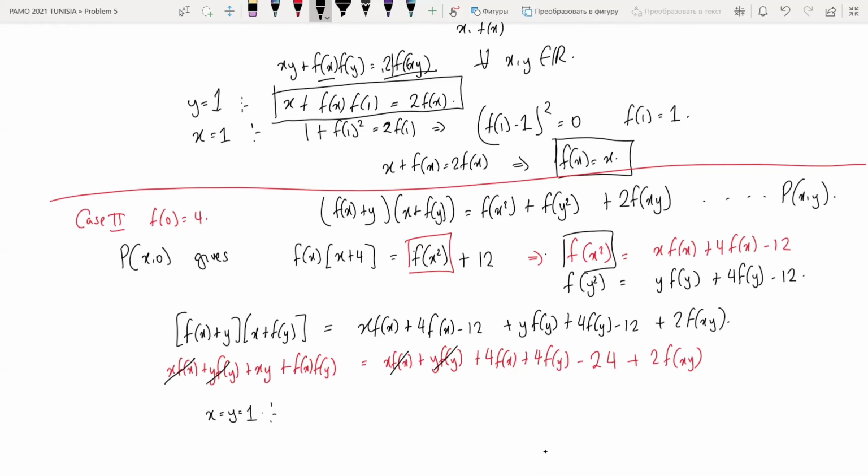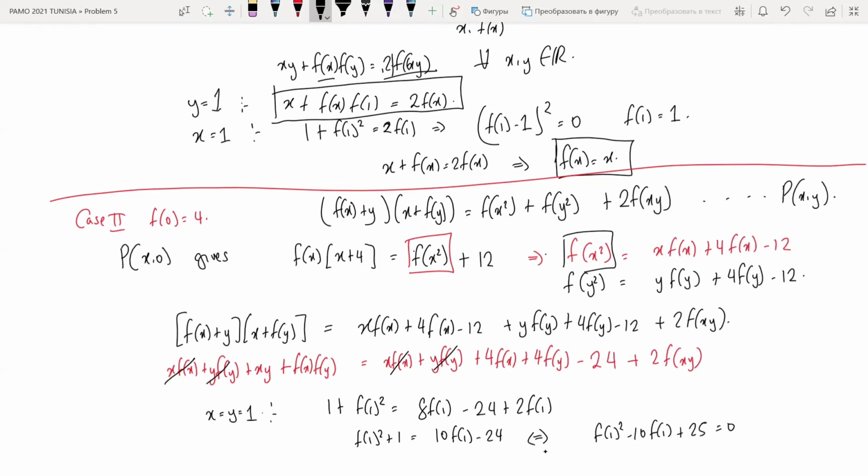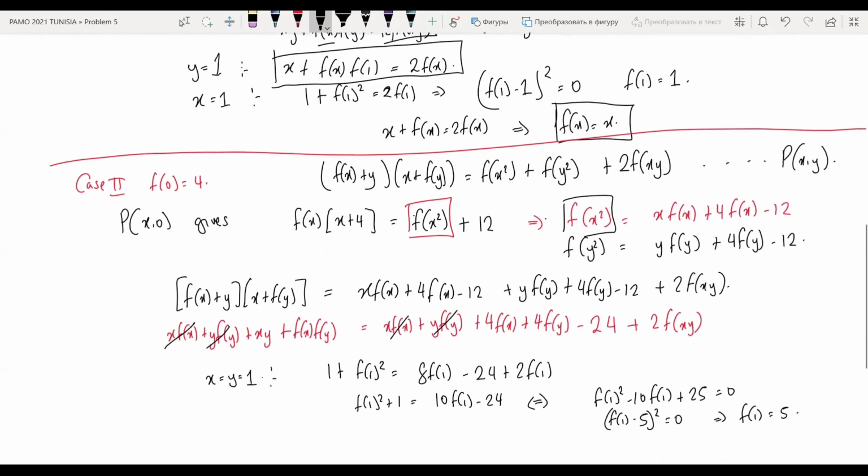So if we plug in x equals y equals 1, what do we get? We get 1 plus f of 1 squared equals 4 f of 1 plus 4 f of 1, that's 8 f of 1, minus 24 plus 2 f of 1. So this is what we have, right? Okay, so rearranging this, we get f of 1 squared plus 1 equals 10 f of 1 minus 24. Carrying everything to one side, we get f of 1 squared minus 10 f of 1 plus 25 equals 0. Those of us familiar with quadratic equations can notice that this is a perfect square. So it implies that f of 1 is 5.